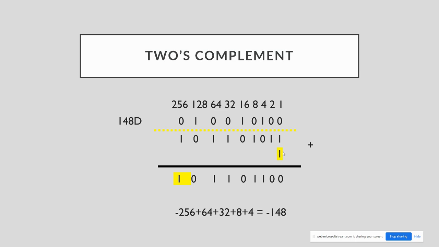So now 1 plus 1 is 10, so 0 carry 1. 1 plus 1 is again 10, which is 0 carry 1. So 1 and 0 is 1. That comes down. 0 comes down, 1 comes down, 1 comes down, 0 comes down, and 1 comes down. That's the 0 I added earlier. So as you can see now, this in binary is minus 148.